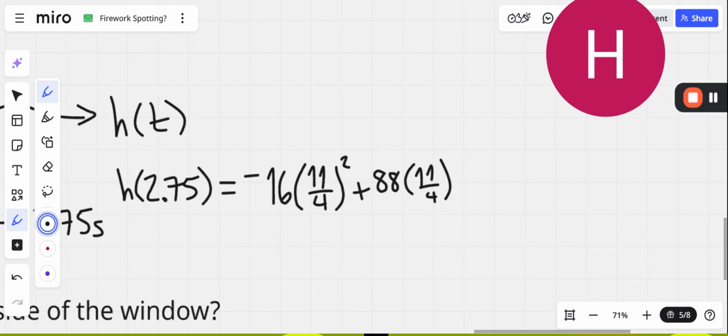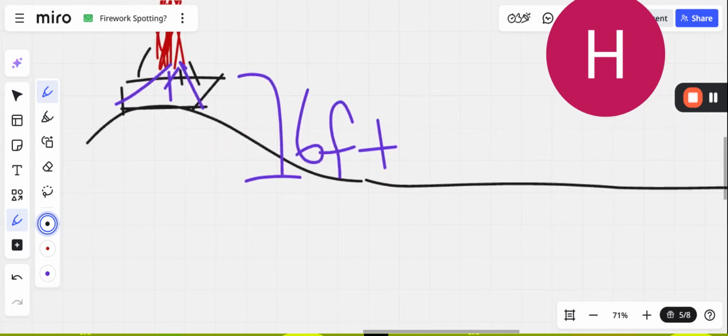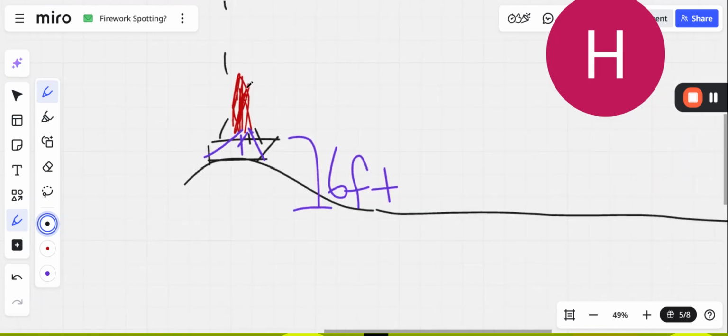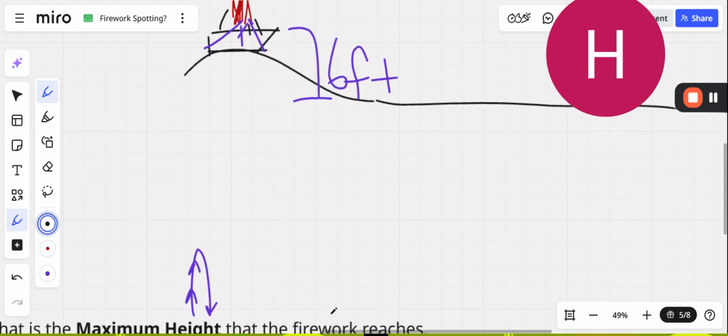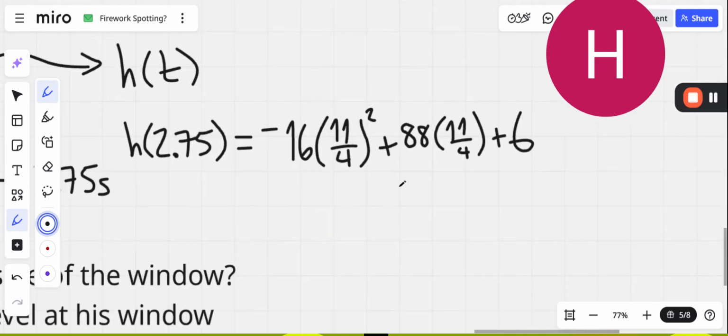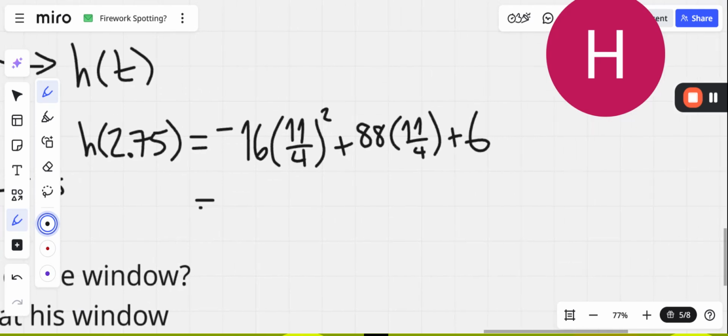11 over 4, and then plus 6, because the height of the platform that it's launched off of, that's the initial height, is 6 feet. So the total height above the ground is basically however much it's moving plus that initial 6 feet, which doesn't depend on the time at all. That's why there's no t being multiplied to the 6. All right, let's get working.